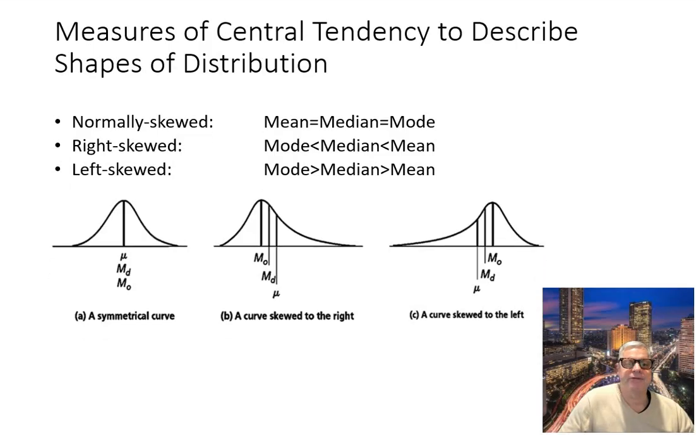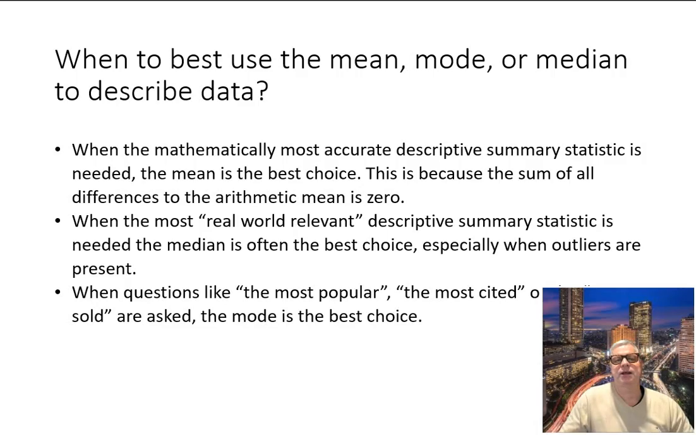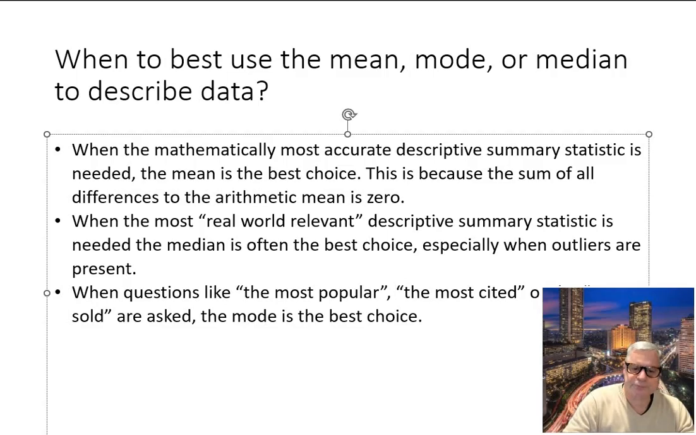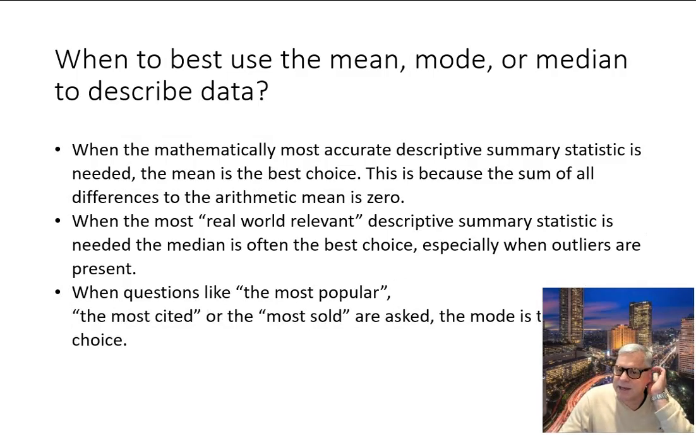A final word now: I still want to say something on when it is best to use the mean, the mode, or the median to describe data. The mean is the mathematically most accurate descriptive summary statistic. And this is because the sum of all differences to the arithmetic mean is 0.